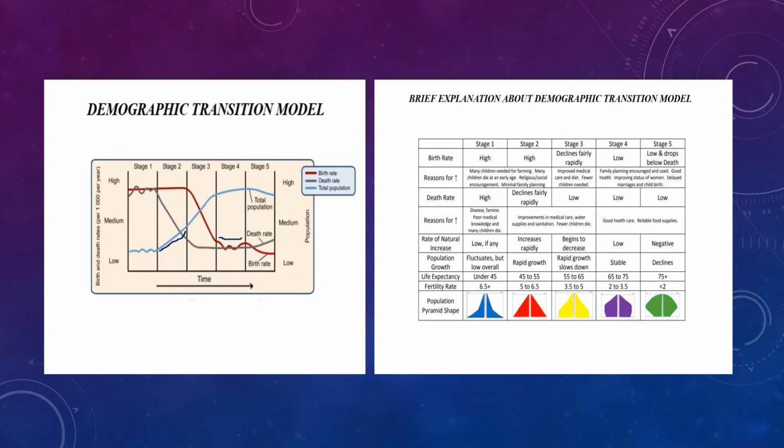The reason for the low death rate is good healthcare facilities, and reliable food supplies are available. The rate of natural increase is very low. Fine. And the population growth is almost stable. Here you can see this by this sky blue line, that the growth rate of the population is very stable. Life expectancy lies between 65 to 75 years of age.